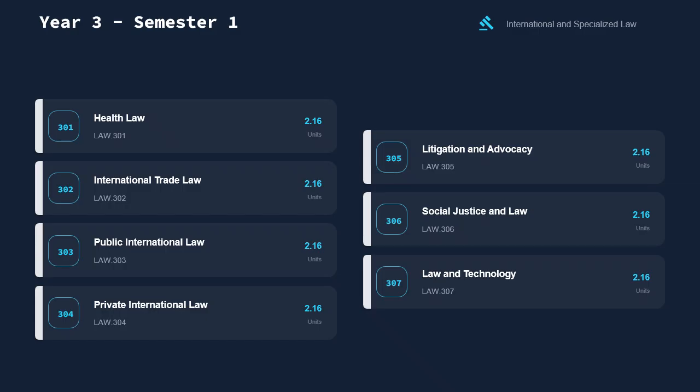Practical application: lawyers advise service providers on market access commitments. They challenge discriminatory licensing requirements. Students analyze GATS schedules to determine market access. They also study professional qualification recognition.